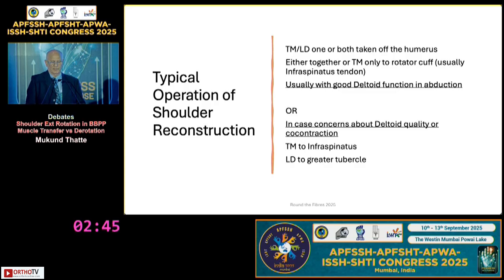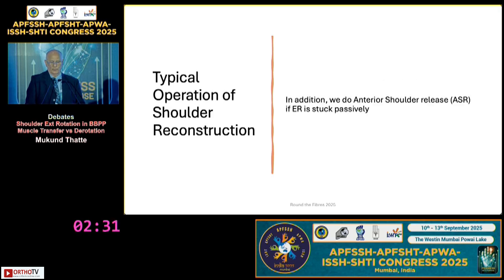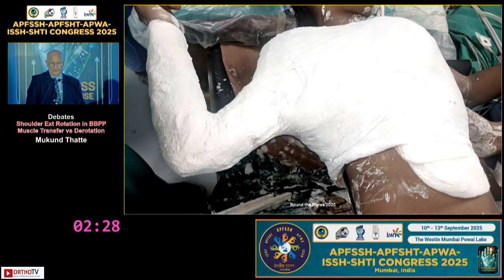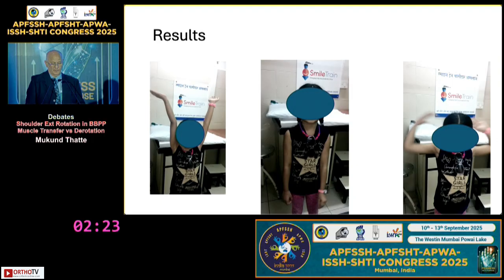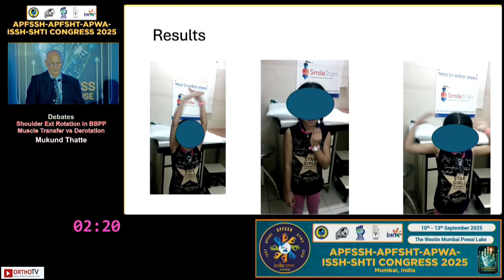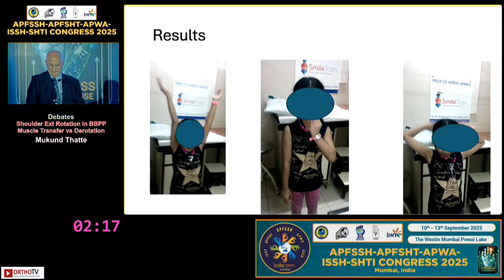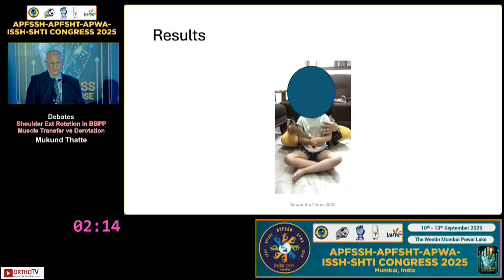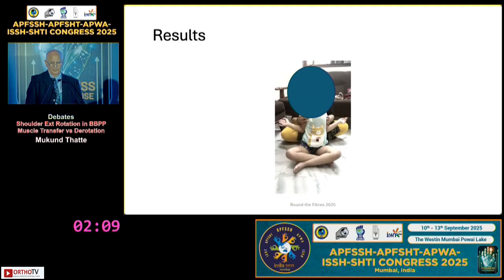So the typical operation is TMLD, one or both taken off the humerus, either together or separately, to the rotator cuff and the greater tuberosity. In addition, we do an anterior shoulder release if ER is stuck passively, and we give a spica like this, and showing you some results. Showing you pure external rotation in adduction. There can be no doubt that it is restored.